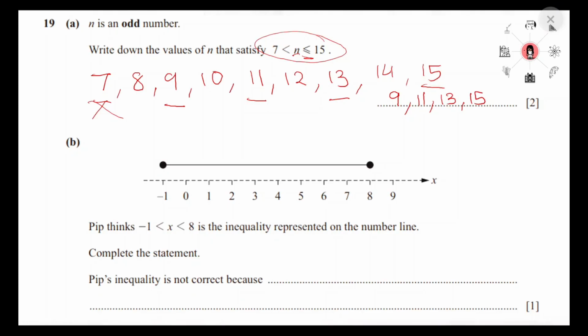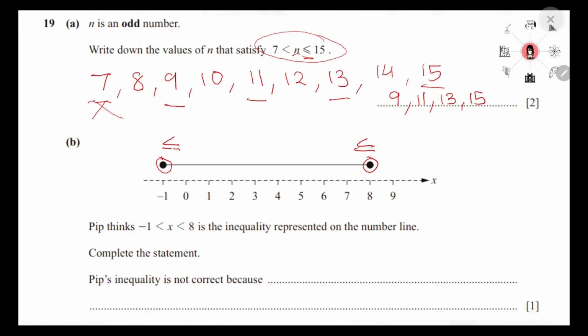b. Pip thinks -1 less than x less than 8 is the inequality represented on the number line. Complete the statement. Pip's inequality is not correct because... Her statement is wrong because, as you can see, these circles are shaded, and when these circles are shaded, they usually mean that it's not only strictly less than or greater than, it is also less than or equal to or greater than or equal to.